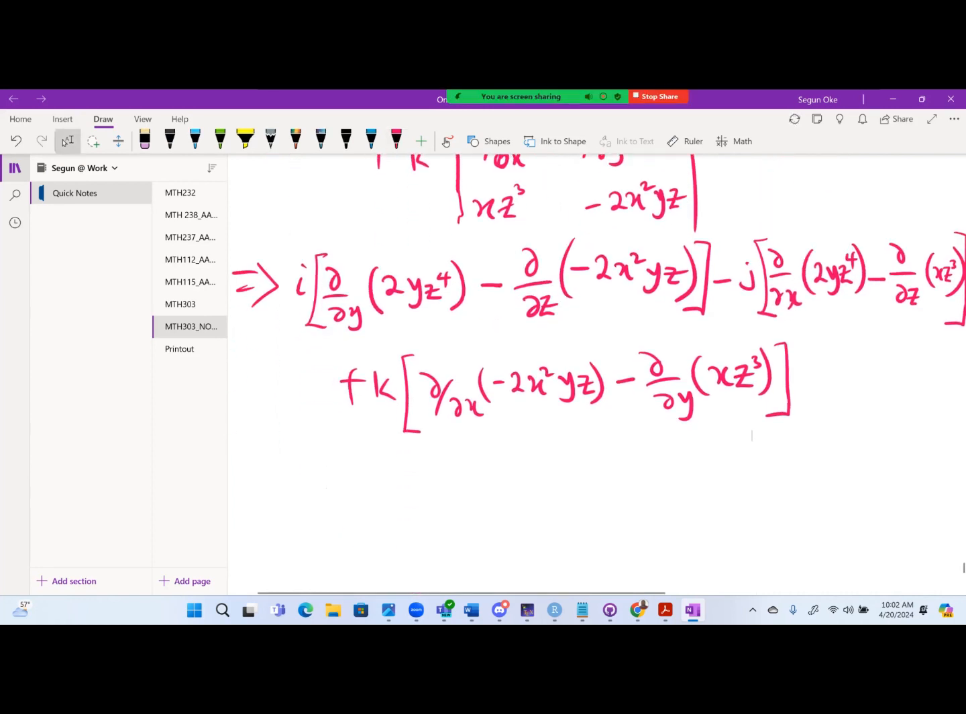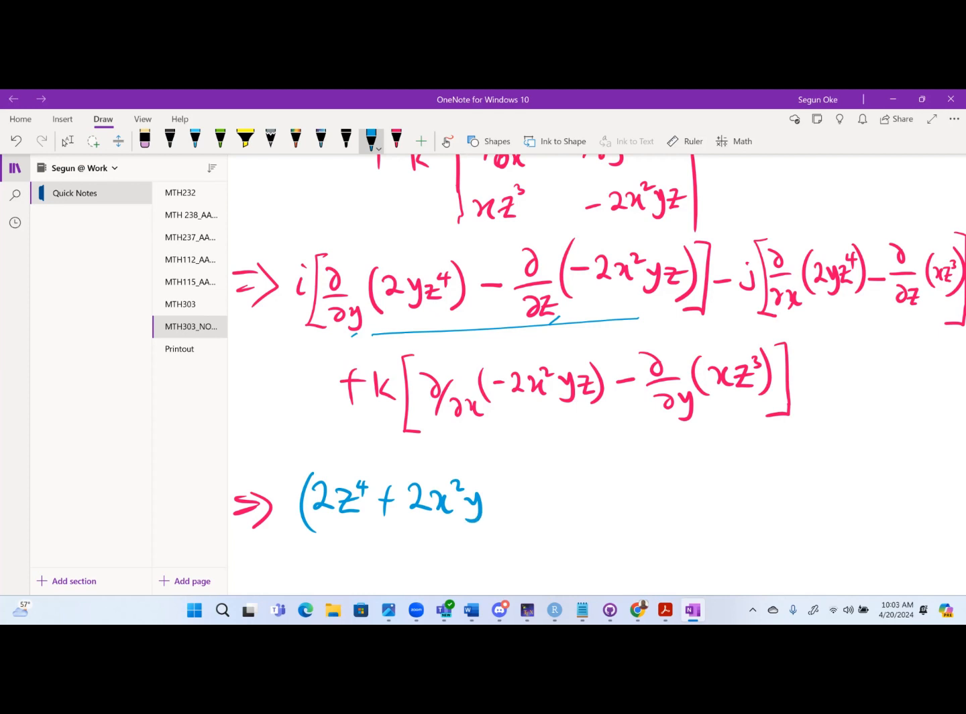So how do we solve this one? It simply means let's differentiate everything here: they are i, they are j and they are k. If you differentiate this with respect to y, and this one with respect to z, what do we have? We will have a bracket 2z⁴ minus times minus plus, differentiate with respect to z, you have 2x²y. Everything is i. Any question?